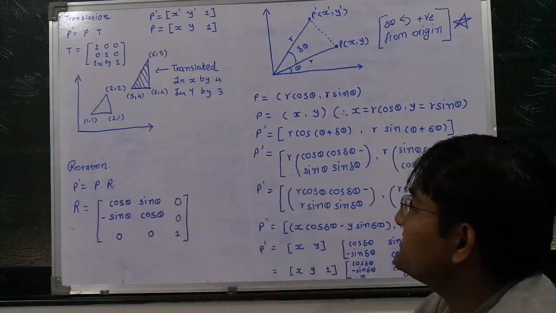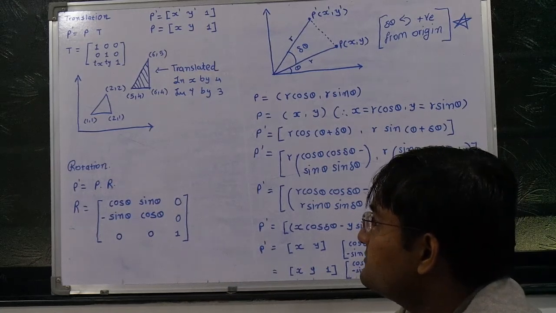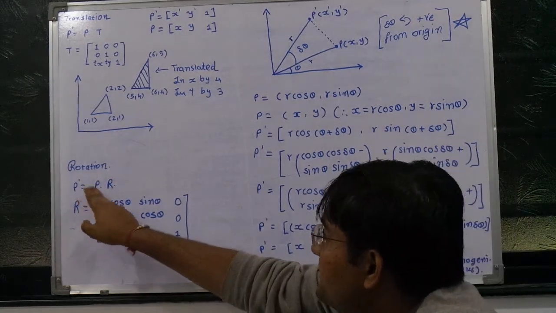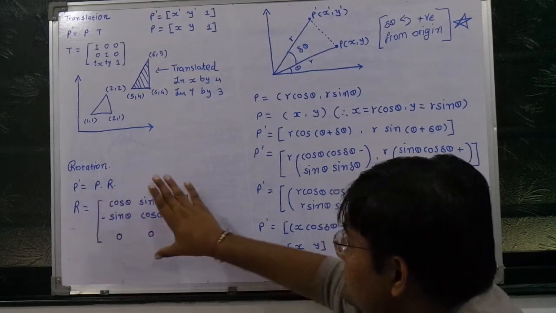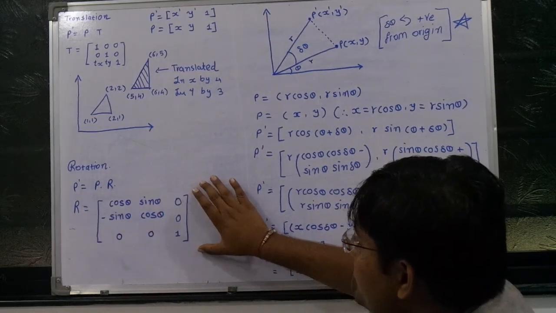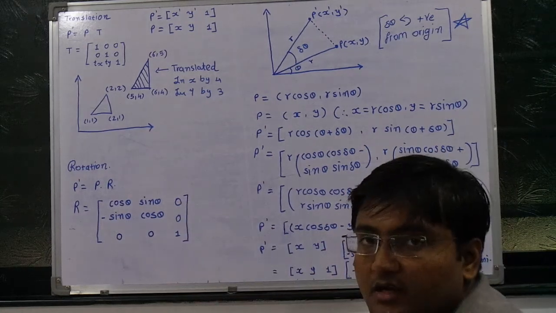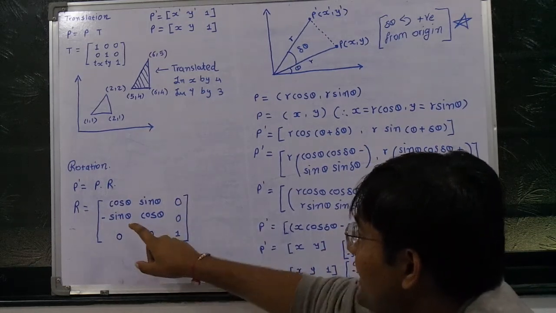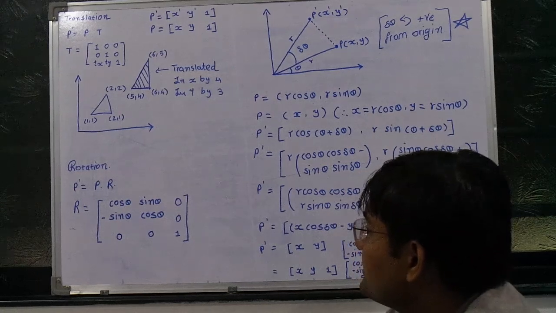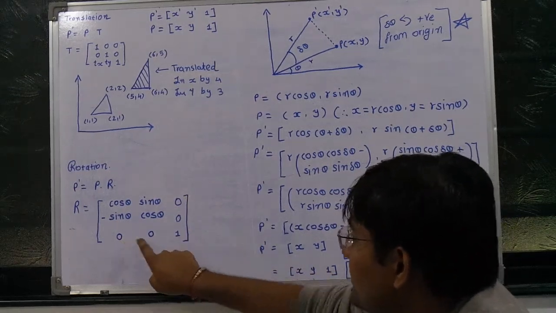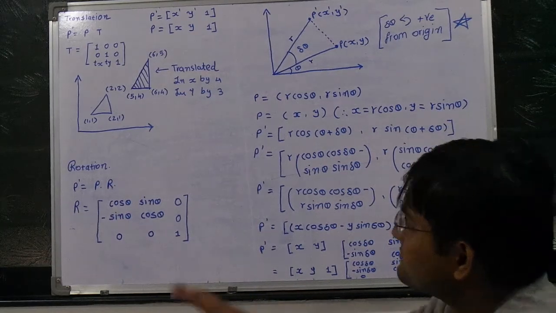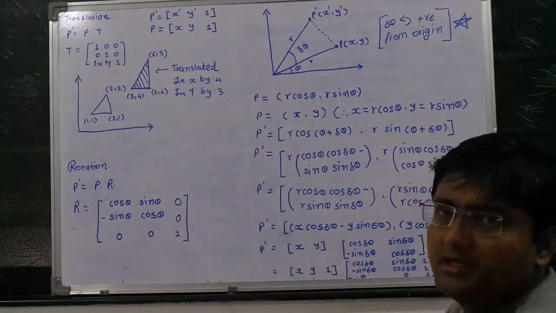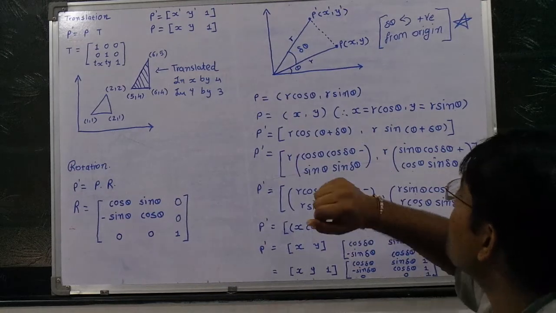Okay. Now let's discuss the rotation part. The rotation means P dash is obtained by P into R, where R is this special matrix: cos theta, sin theta, minus sin theta, cos theta, and this is the homogeneous coordinate system, that's why it is 0 0 1 0 0 1. How is this matrix obtained? Let's discuss these things.